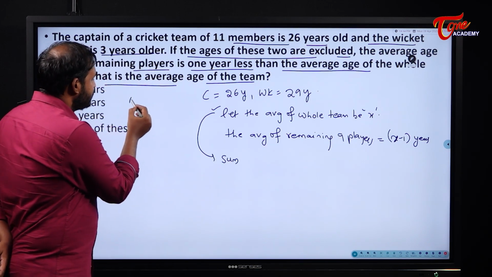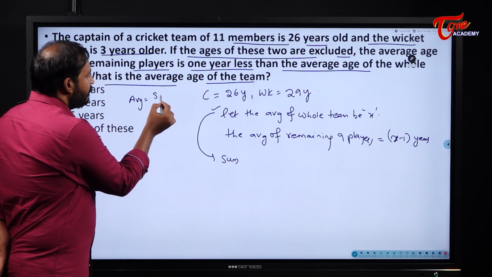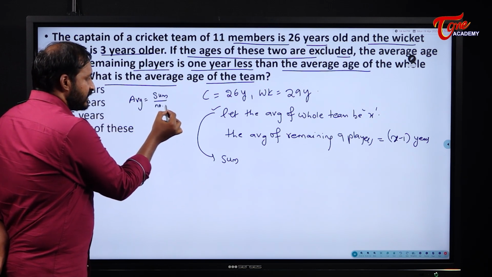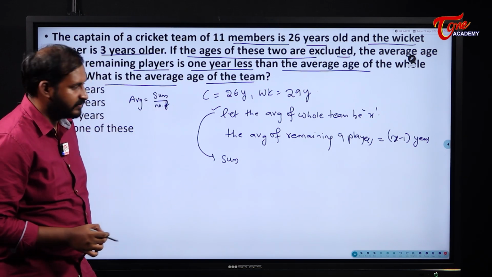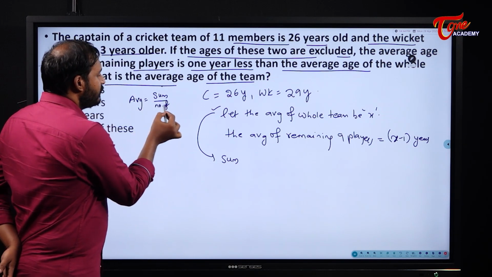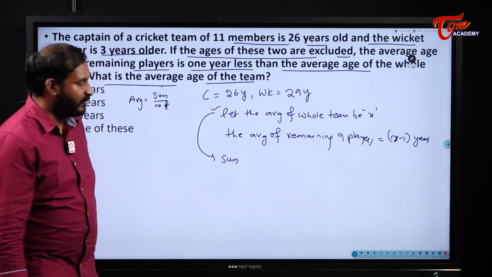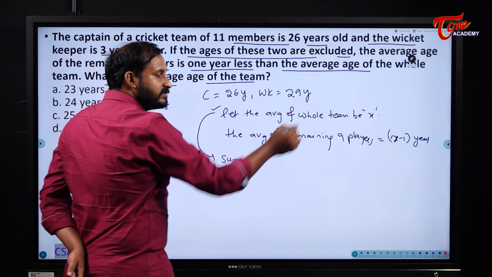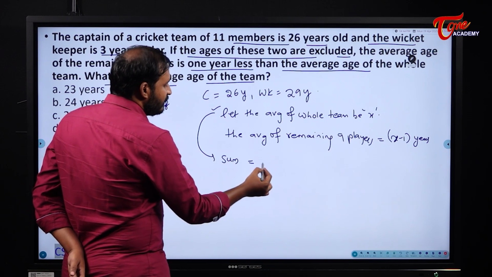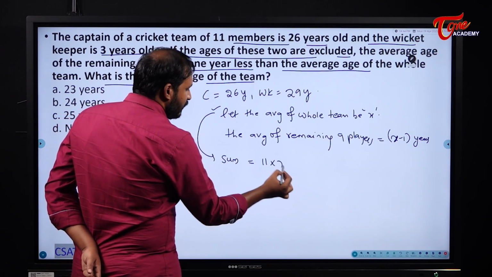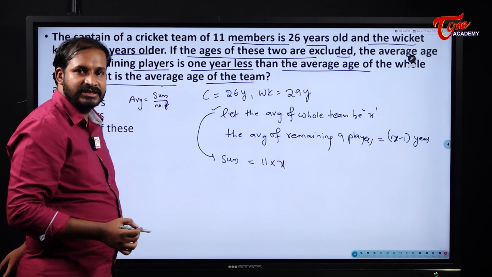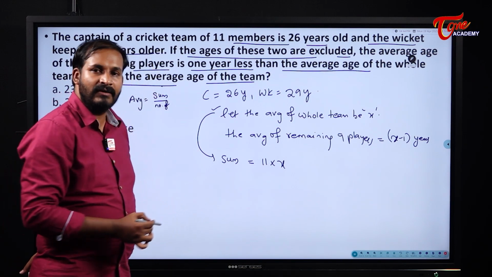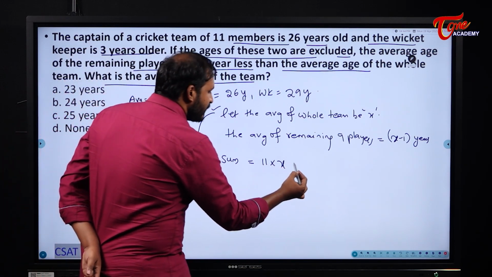We know that average is equal to, what is the formula? Sum of observations by number of observations, right? If I want the sum, what will I do? I can multiply the average with the number of persons. So in the first case, with the help of the whole team's average, the sum will become 11 into X, because there are 11 players and their average age is X. So the sum becomes 11X.